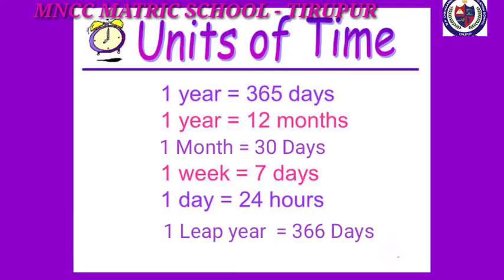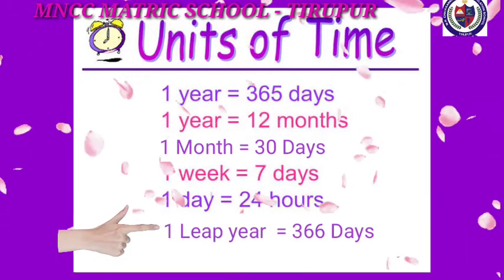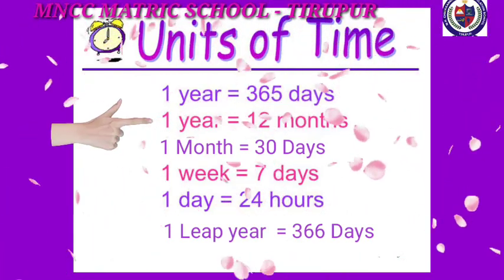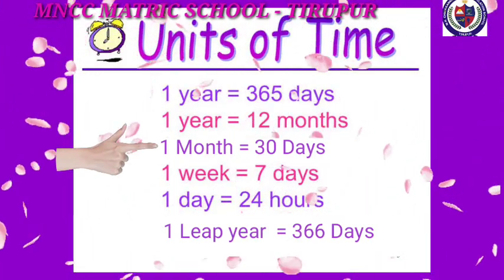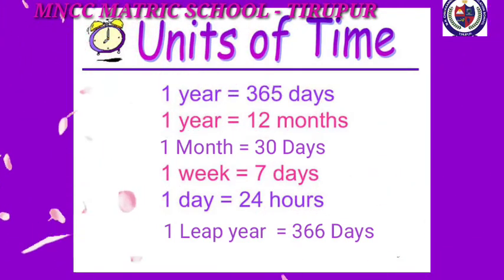Let us learn about units of time. 1 year has 365 days. 1 leap year has 366 days. 12 months make 1 year. 30 days make 1 month. 7 days make 1 week. And 24 hours make 1 day.